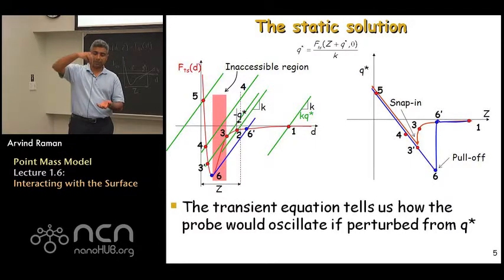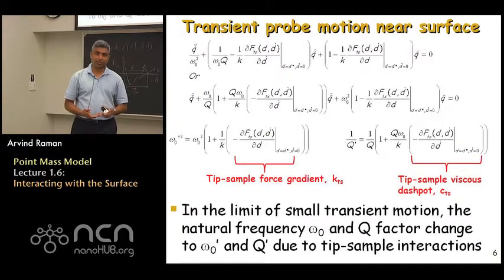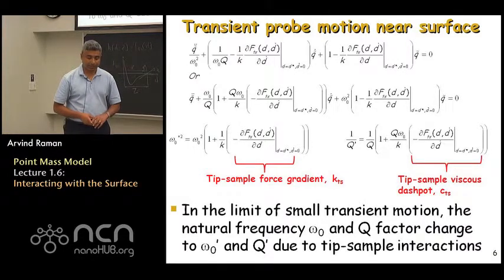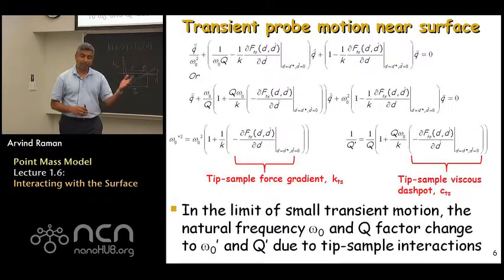So this is the static solution part of the problem. Now what we're going to study is what happens when at a certain z the tip is bent down by q star. If you ping it, how would it oscillate? And that is described by the transient probe motion that we derived a couple of slides ago. The key thing to note is that if you look at all the terms multiplying q tilde, they must equate to the square of the natural frequency. So we see that we can define a new natural frequency, which is omega naught prime, and omega naught prime in terms of omega naught is shown on the left in this equation.